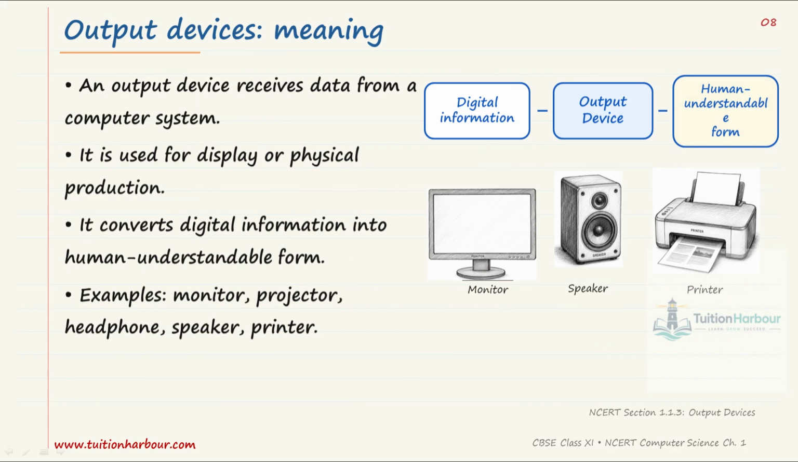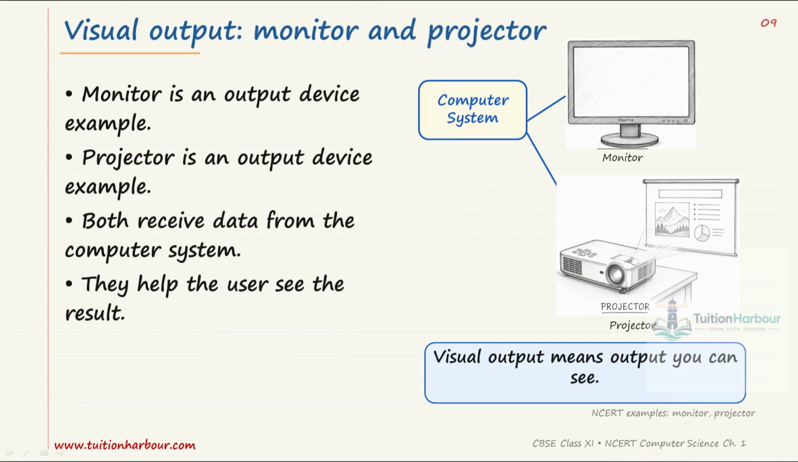An output device receives data from the computer system. It converts digital information into a form that people can understand. Output may be displayed, produced as sound, printed on paper, or created as a physical object. A monitor and projector provide visual output. They receive data from the computer and show the result. Visual output means output that you can see.